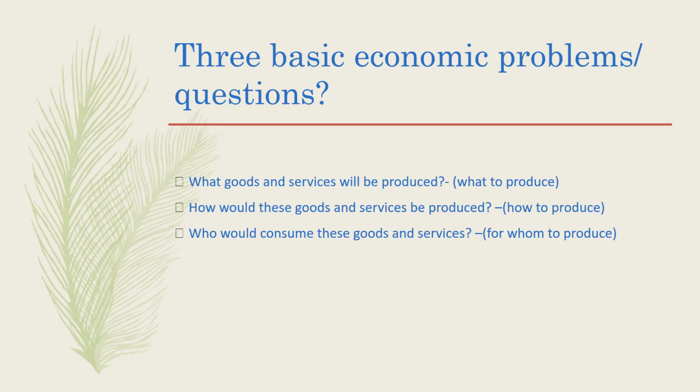And for whom to produce? Who are we going to produce these goods and services for? We don't want to waste the resources. So you, as the individual, have to decide: consumers need this, but they want this. We want to satisfy their need first, then their want. So for whom to produce is another important question that you have to ask with that economic problem of scarcity.